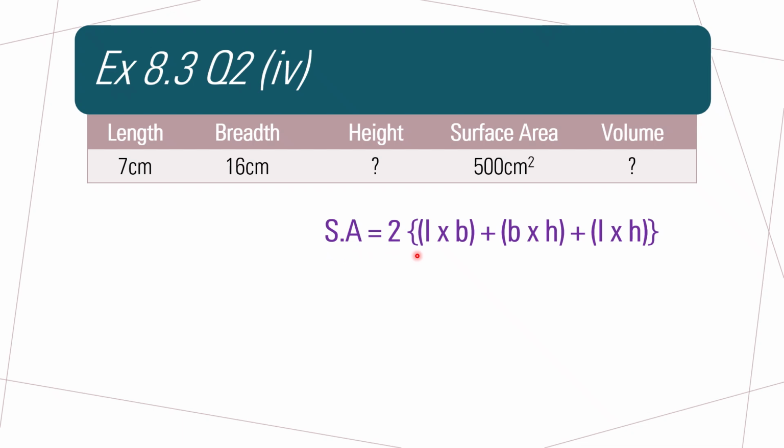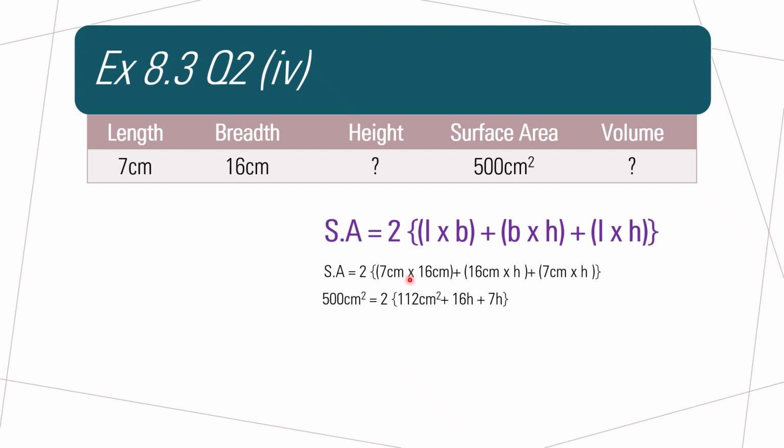Writing the formula of surface area. Now we will put the given values into the formula. We have the surface area, that is 500 cm². We have been given length and breadth. We will put the values over here and we will keep h in its place because height is not given. Like this: 2 into 7 into 16 cm, 16 cm into 8 cm, then 7 cm into 8 cm. As the height is not given, that's why I have written the letter h instead of it. Putting the value of surface area, 500 cm².